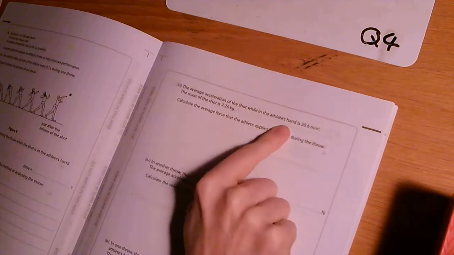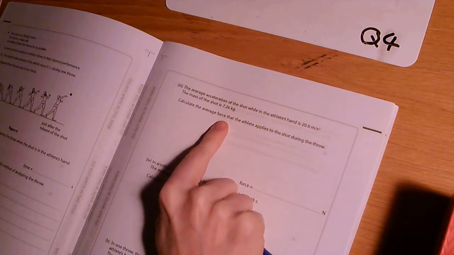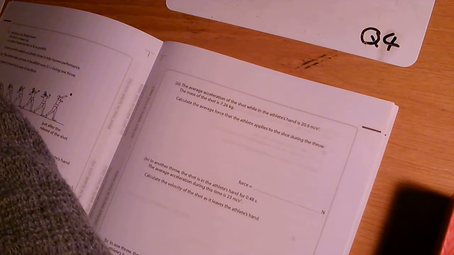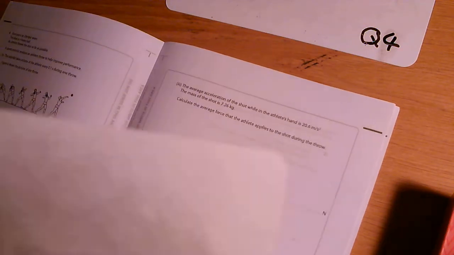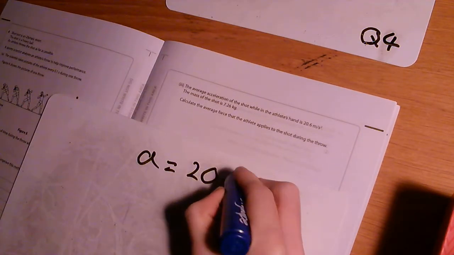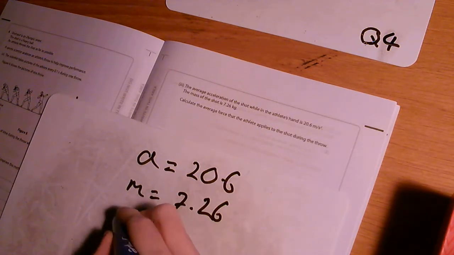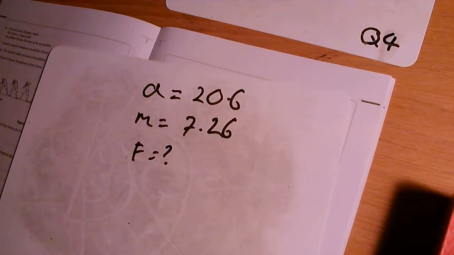Right, the average acceleration is 20.6 meters per second squared. The mass of the shot is 7.26 kilograms. Calculate the average force. Right, so again, let's have a think about how we're going to solve this. We're given two numbers. We're asked to calculate a third. So let's write down what we have. We know the acceleration A is 20.6. We know the mass M is 7.26. We've got to find F. Not sure what that is. We need an equation with F, M and A. F equals MA seems like a good fit.